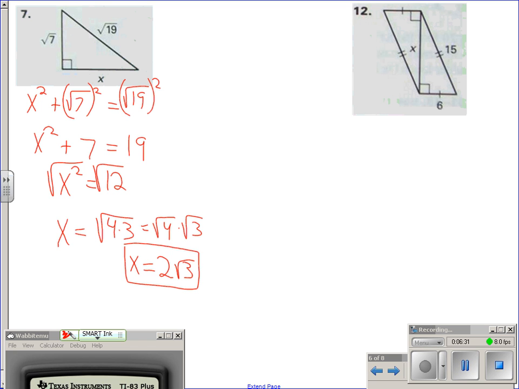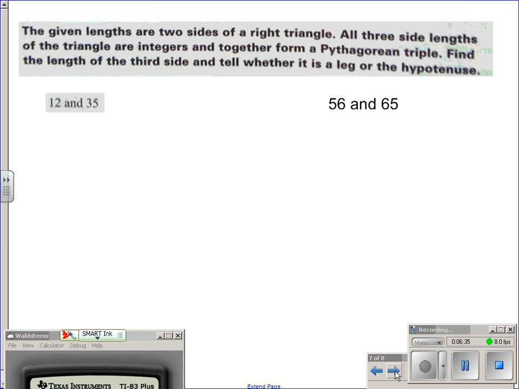Number 12, I'll leave up there just for you to try if you want some extra practice with that. Okay. The given lengths are 2 sides of a right triangle. All 3 side lengths of the triangle are integers and together form a Pythagorean triple. Find the length of the third side and tell whether it is the leg or the hypotenuse.